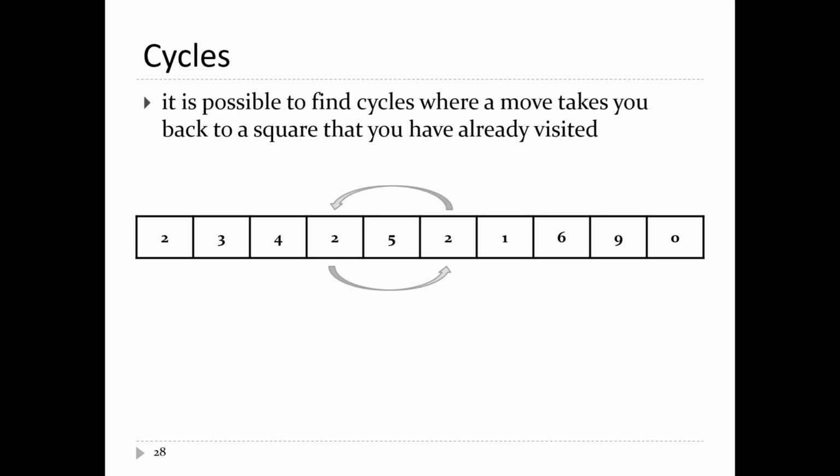So it is possible to find what are called cycles, where a move takes you back to a square that you've already visited. This is a very simple cycle. You're just going back and forth between these 2 squares. But you could have a more complicated cycle. So for example, you go to the 2, and then you can go somewhere, then you can go somewhere, then you can come back to the 2, or you can come back to the other 2, and that still leads you to a cycle.